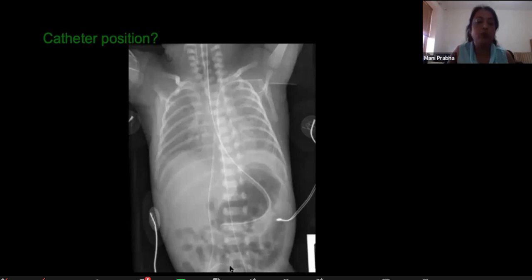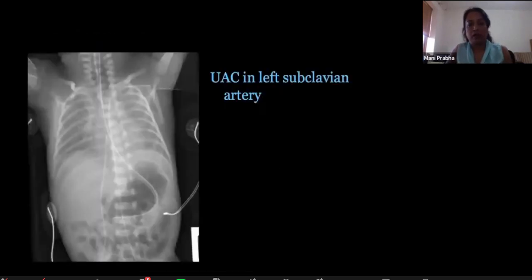That's why we try to include the pelvis always, so that there is no confusion. So this has looped around, and this is the arterial catheter, which is going into the aorta, and through the aorta it is extending into the left subclavian artery. Very well described. Thank you. So yeah, it is in the left subclavian artery, UAC.